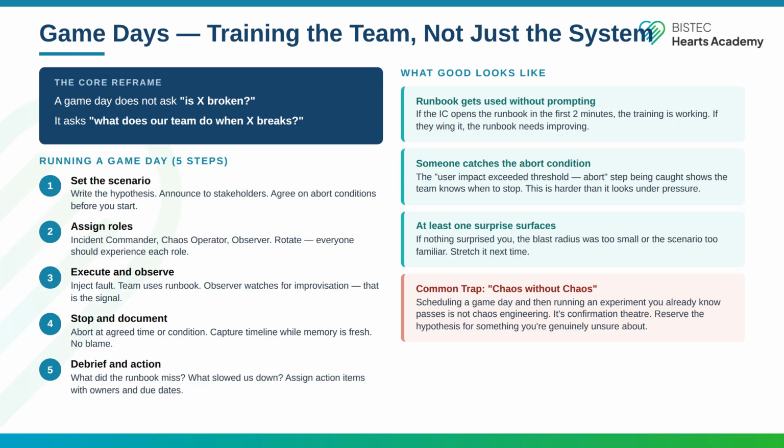The hardest part of running game days is organizational permission. Most teams don't run them because they feel they can't afford to break production. The counter is straightforward. Chaos experiments with blast radius controls are safer than random production incidents because you control when they happen, under what conditions, and with the full team watching. The incident will happen eventually. The question is whether it happens with you prepared or not.